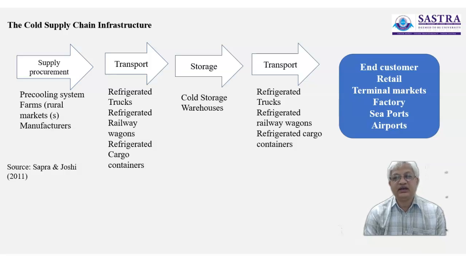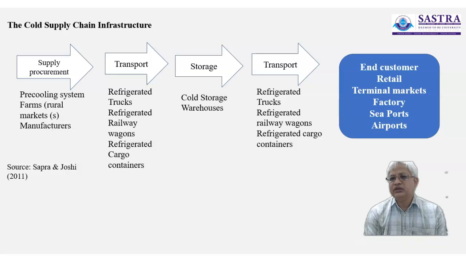which from the left hand side, the arrows that is leading to the right hand side says the first is supply procurement, part of infrastructure. Then there is transport of the procured material. Then there is storage of procured material. And again there is transport to either the end customer directly, or retail, or certain terminal markets, seaports, airports for exports and imports, or a factory if it's an intermediary product. That means the product will be taken and value added and converted into certain finished products.